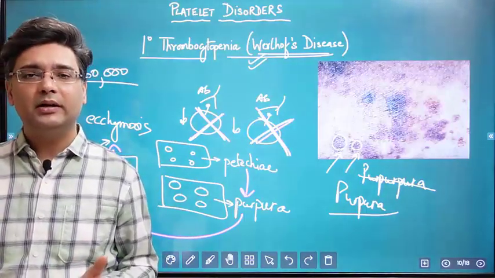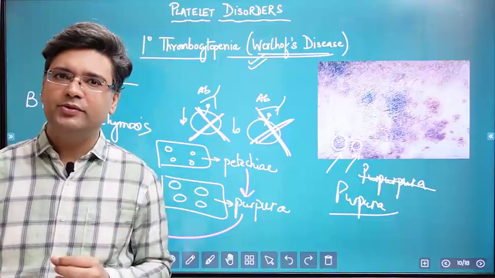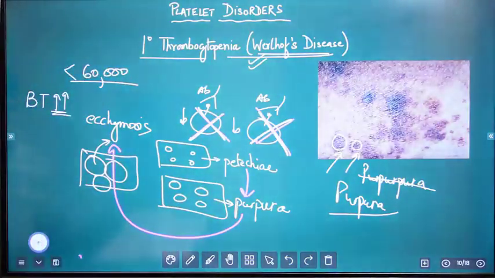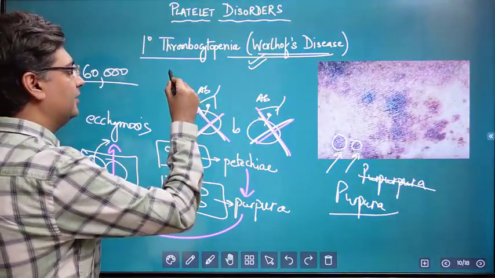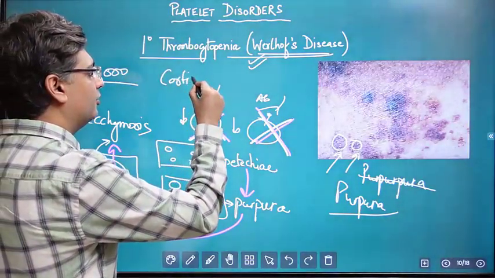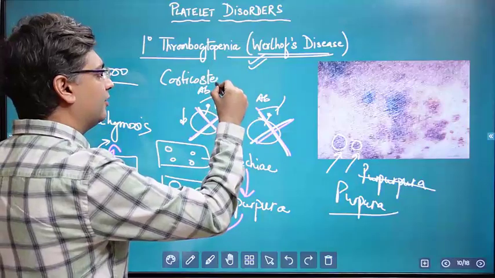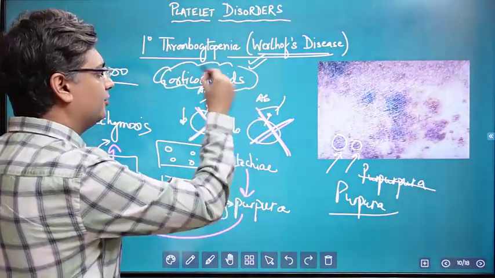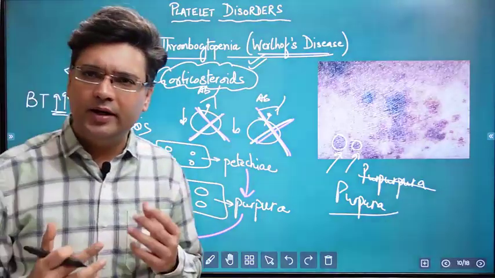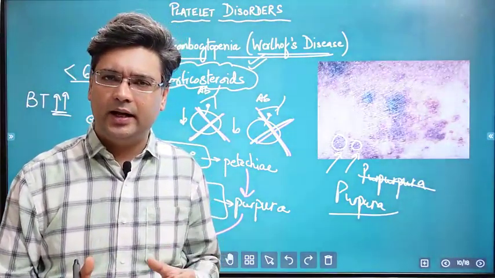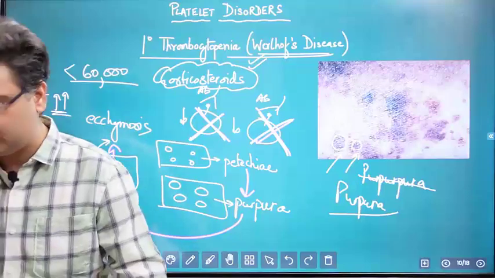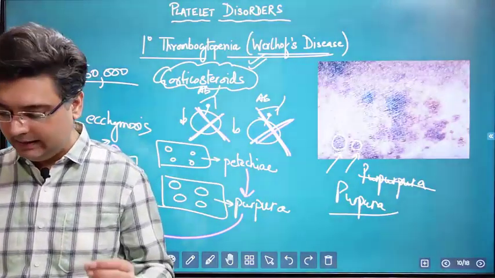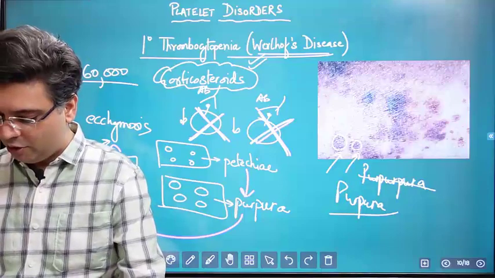What can you do here? You can suppress your own immune system, which is attacking your platelets. What can be the treatment modality here? We can give corticosteroids, and corticosteroids have an excellent prognosis in this problem. You give this and the platelet counts slowly and steadily come back to normal.